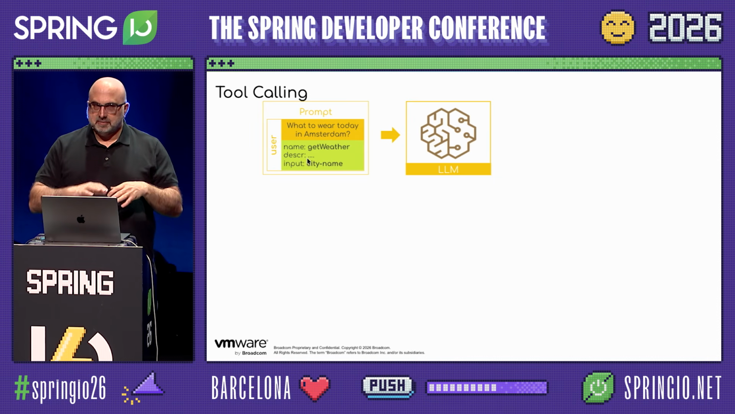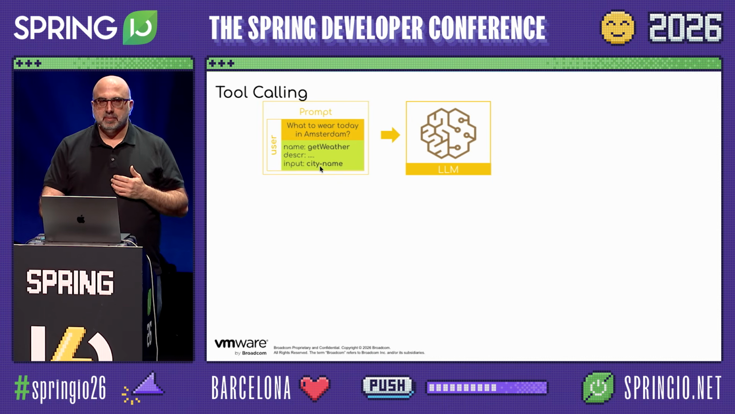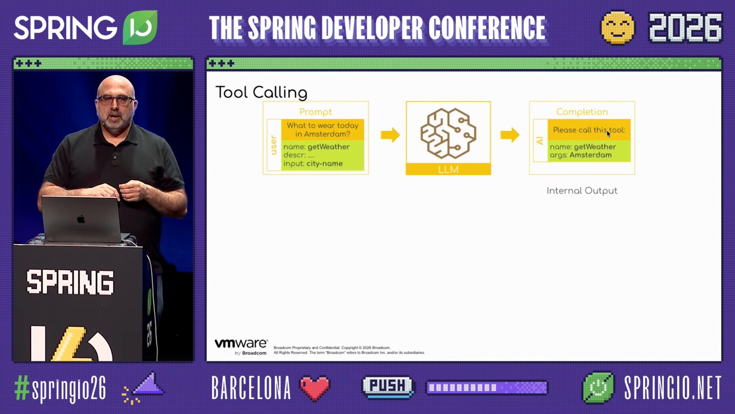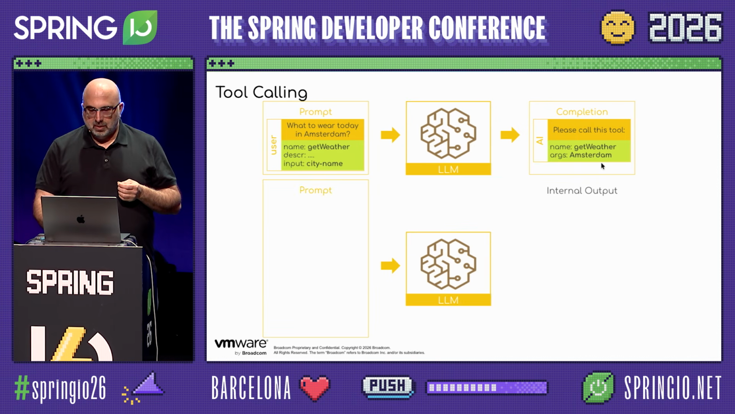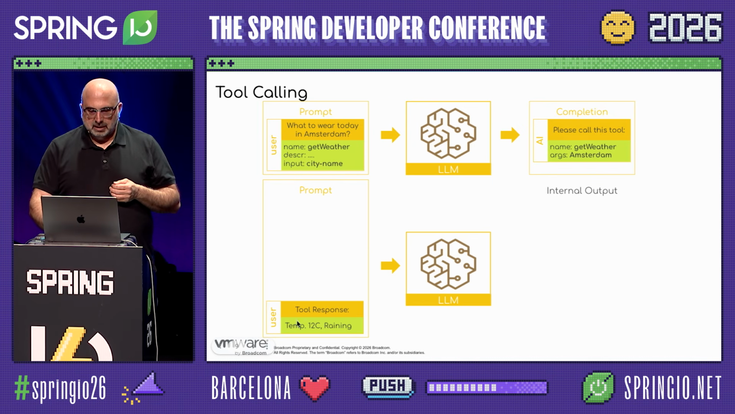So in the case of these models, what we do is we can include a description of a tool that says there is a tool called getWeather, and it takes an input, which is the city name. When you send this request, the model does not tell you what to wear. Instead, it says, OK, since you have this tool called getWeather, please invoke it with the city of Amsterdam. And now your application is going to execute that tool. It's going to come back with the temperature, and it's raining.